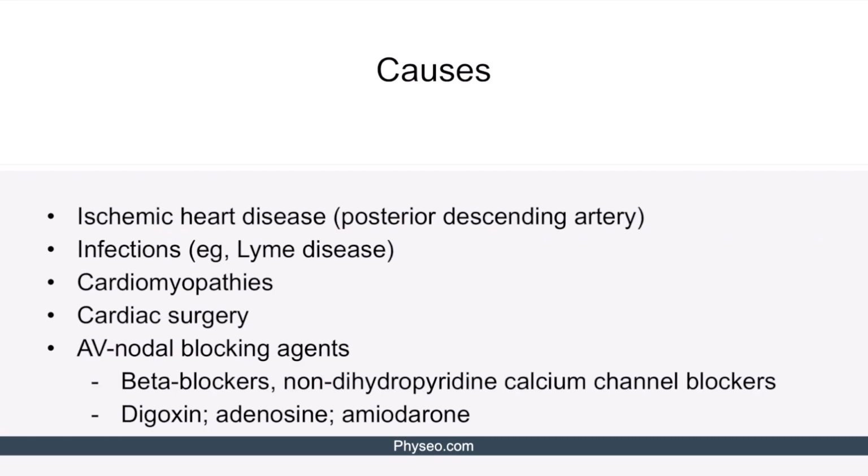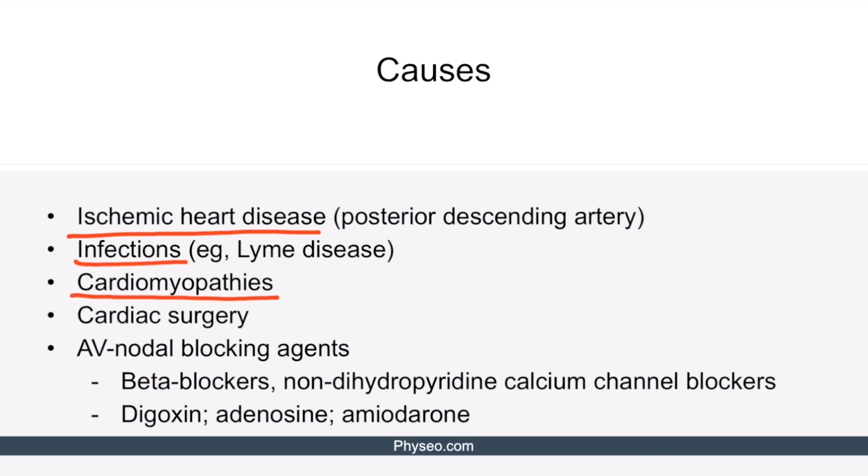AV blocks can be caused by multiple different conditions. First, ischemic heart disease can induce AV block, especially if atherosclerosis affects the posterior descending artery. This is because AV node is supplied by posterior descending artery. Infections such as Lyme disease can also cause the AV block. Lyme disease is usually associated with third-degree AV block.